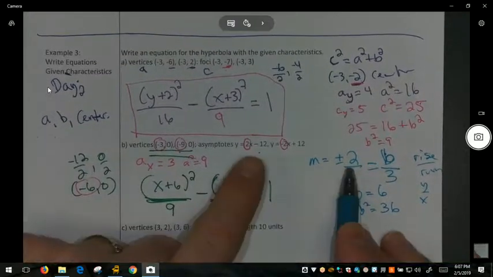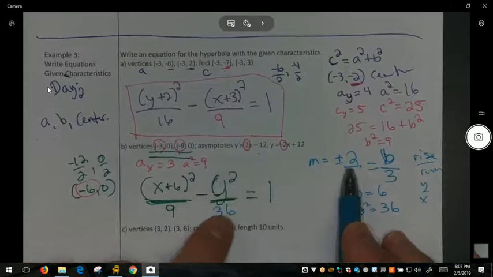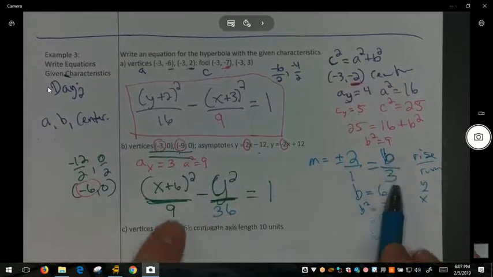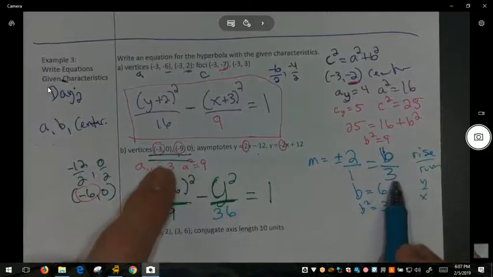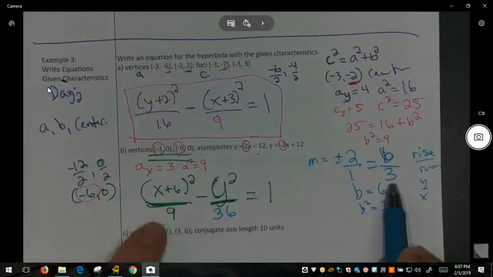Using the slope of the line, always doing the value under y over the value under x, the square root of those. So I don't know what b is, but I know it goes over 3 because 3 squared is under the x.